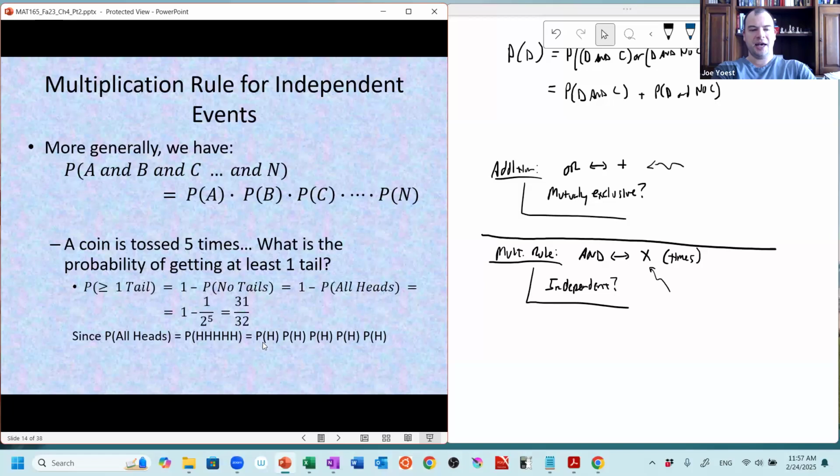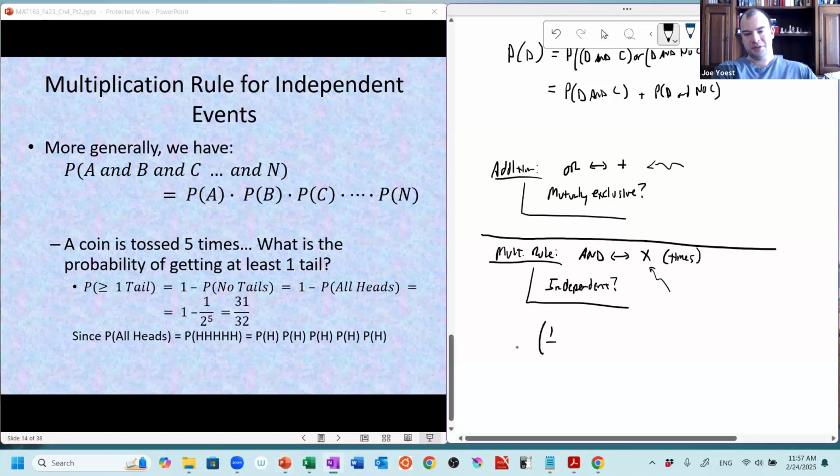But probability of heads is 1/2. 1/2 multiplied by itself 5 times is 1/2 to the 5th power, or 1 over 2 to the 5th, 1 over 32. So, 1 minus probability of all heads, 1 minus 1 over 2 to the 5th, 1 minus 1 over 32 gives me 31 over 32.